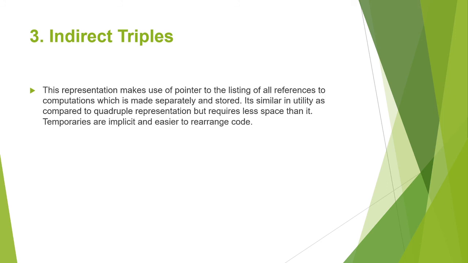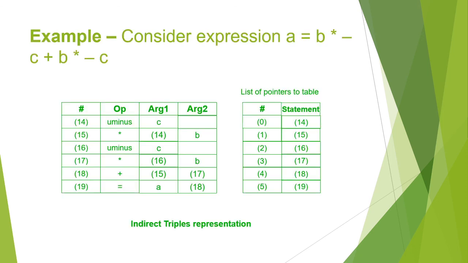The next representation is indirect triple representation. This representation makes use of pointers to a listing of all references to the computations, which is made separately and stored. That means it uses a separate table for references, so it is better compared to the quadruple representation. So this is the example representation of this. In this indirect triple representation, we are using a separate table for the pointers. This pointer directly points to the values of each statement. So this is what we call indirect triple representation.